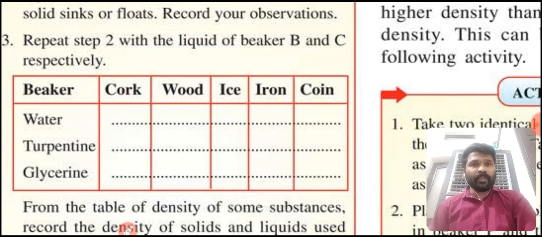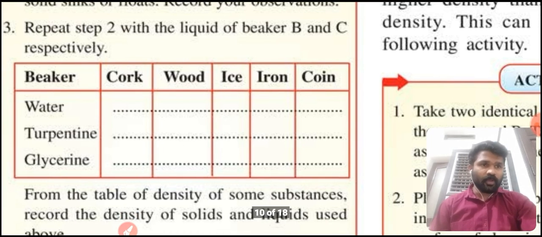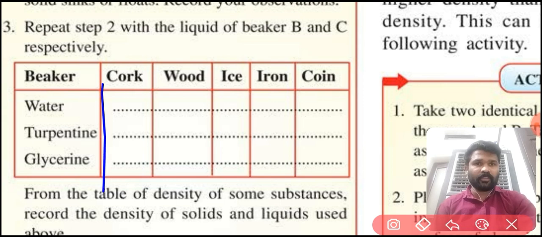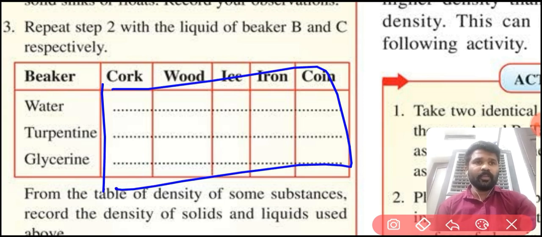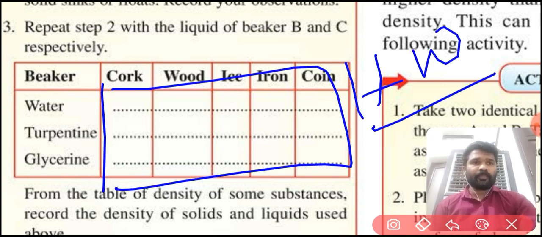Repeat step 2 with the liquid of beaker B and C respectively. This activity you can do at home. Observations you can write here itself. It's homework for you. If you have any doubts, we can discuss in the class directly.